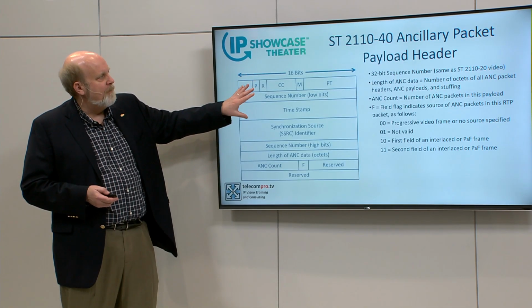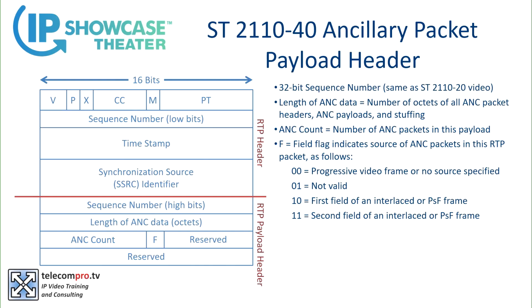Ancillary data payload header, RTP header, exactly what you saw before. The sequence number, exactly what we had for video. Here we have how many ancillary packets are going to be in here, and then a flag. And then it's reserved to bring the total out to 32 bits. So there's our payload header.